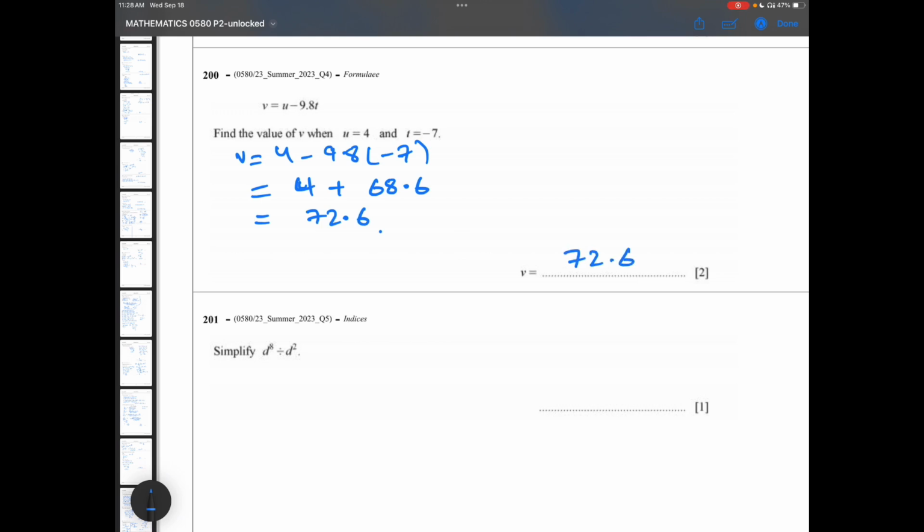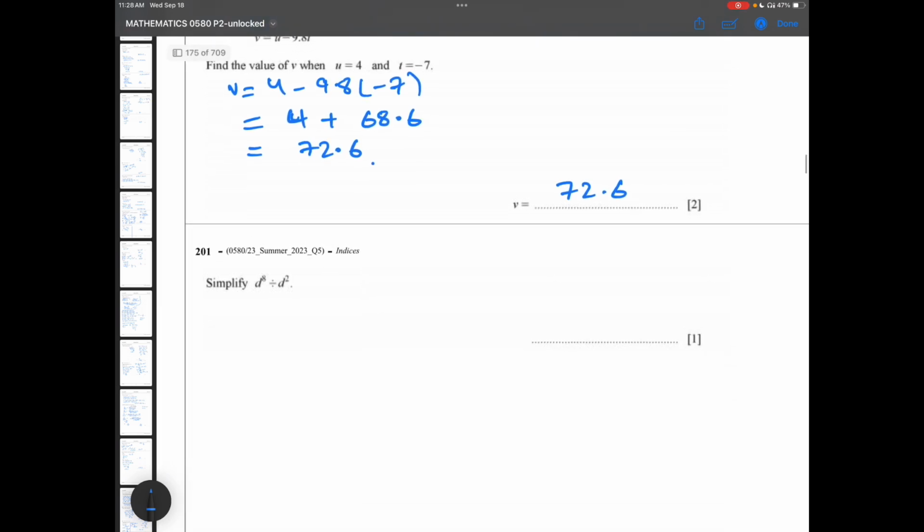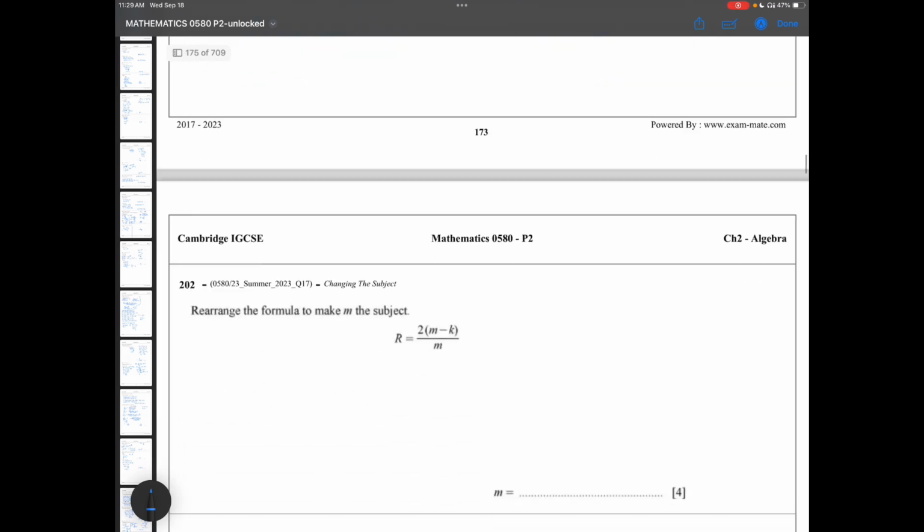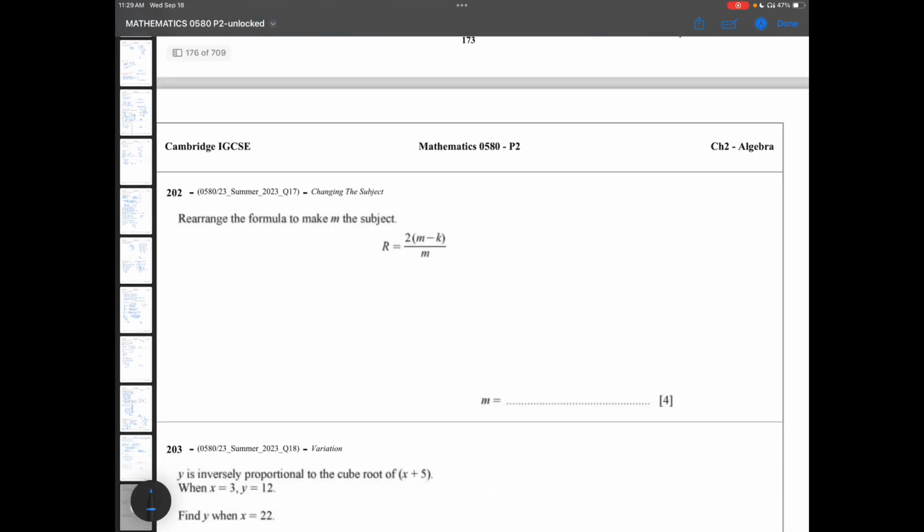And the next question says simplify d to the power 8 divided by d to the power 2. Now we have the same bases and they are being divided by each other. So according to the law of indices, we will have to subtract their powers. It becomes d to the power 8 minus 2, which is equal to d to the power 6. This is our answer.